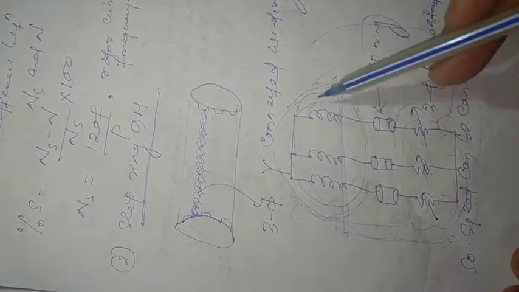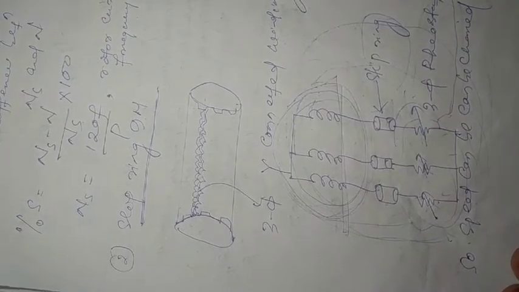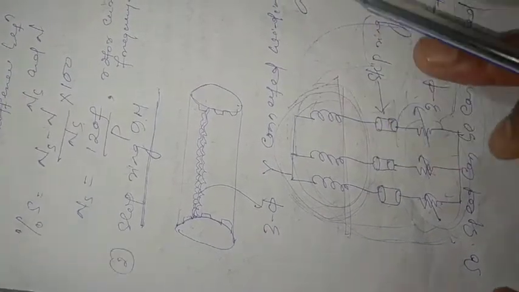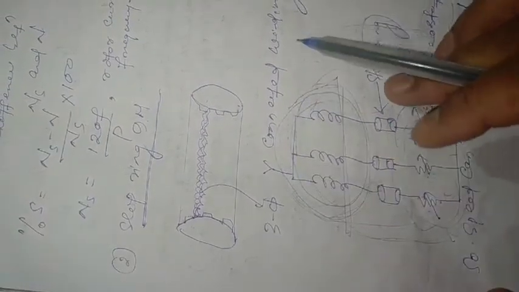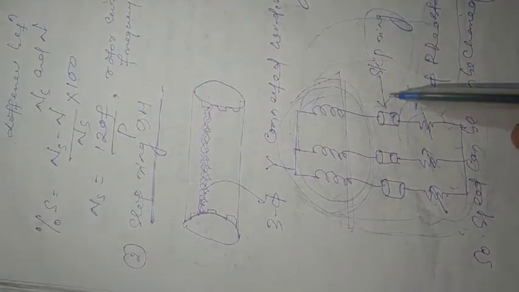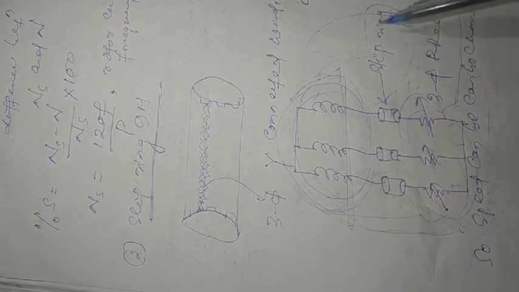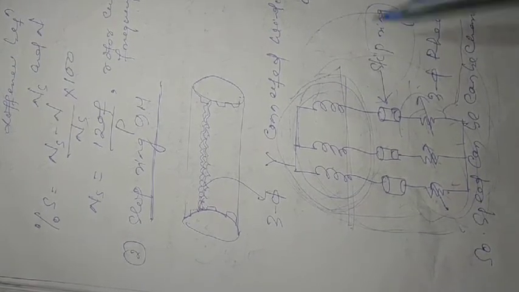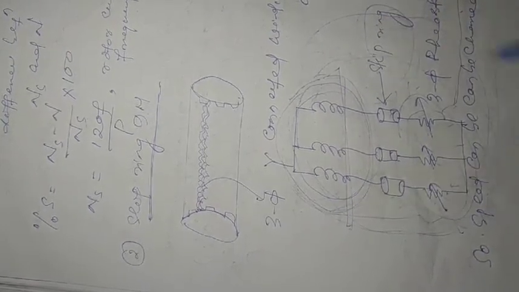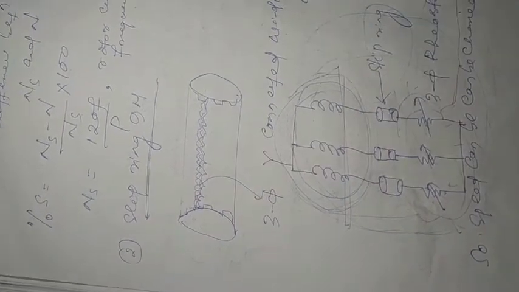Once the current is changed, the speed also is changed. Okay, so in that way we have a three phase star connected winding in the rotor part. That is why this kind of rotor is known as slip ring rotor, and the induction motor is known as slip ring induction motor.